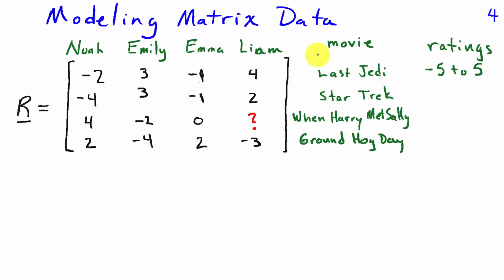Each viewer rated these movies on a scale of -5, meaning they didn't really like it, to +5, meaning they really enjoyed the movie a lot, it was their favorite. Liam actually didn't get to rate When Harry Met Sally. So this is a classic kind of problem that companies like Netflix or Amazon, other content providers would like to solve: can I predict whether Liam is going to like When Harry Met Sally or not?